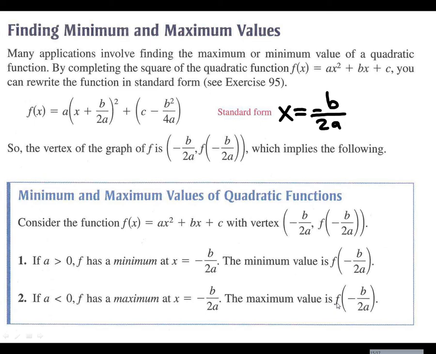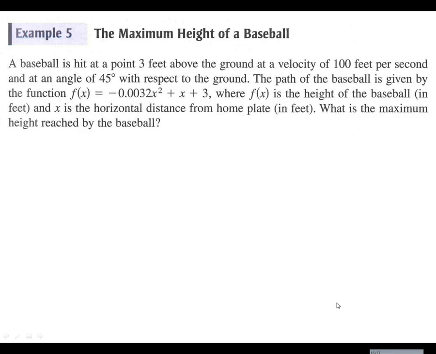Once we've figured that out, we can figure out the y value by plugging it in. And that's all this is saying here. F of negative b over 2a says once we've found the x of the minimum, negative b over 2a, plug it in to the y. So let's go ahead and try it.